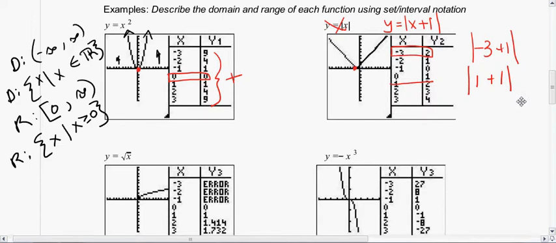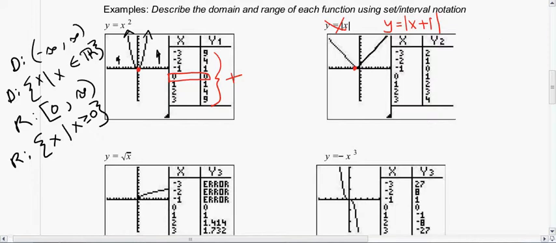Absolute value of 1 plus 1 is the absolute value of 2, which is 2. All right, so I think we fixed the equation all right. Now we can do what we're supposed to be doing, which is to describe the domain and the range. So these are going to look really similar to our first example.